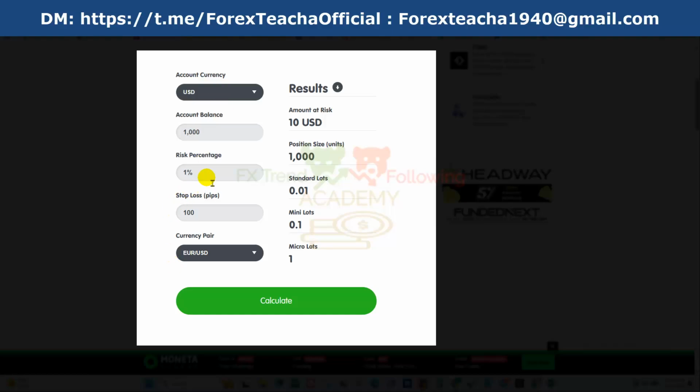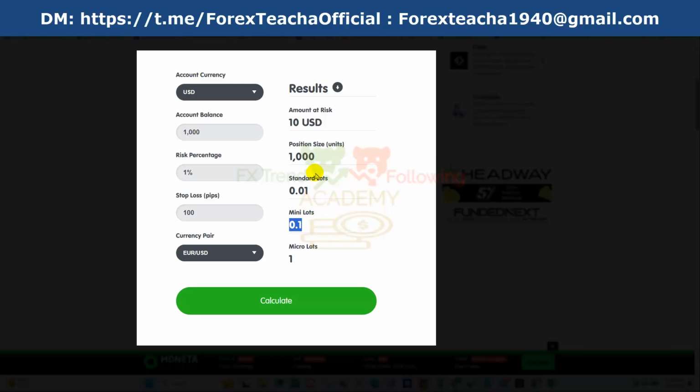Here you put the account balance. Here you put the risk percentage, which is 1%. Here you put the pips, how many pips you want to put your stop loss at. So for example, if you're using 100 pips, you can see this is the same value that we're getting on mini lots. You're going to use 0.1. If it's a standard, it's going to be 0.01. In most cases, you're going to be using the mini lots right here. It depends on the type of account.